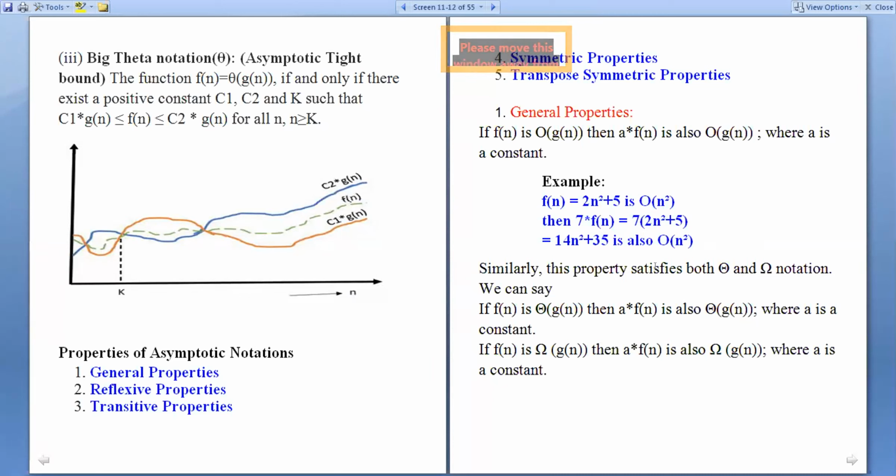Similarly, this property is satisfied by both theta and omega notations. If f of n is theta of g of n, then a times f of n is also theta of g of n, where a is a constant. If f of n is omega of g of n, then a times f of n is also omega of g of n, where a is a constant. Just read this one. Properties, just recall. Reflexive properties.